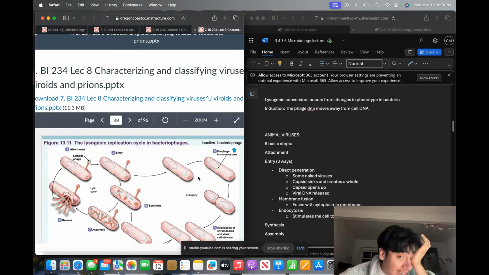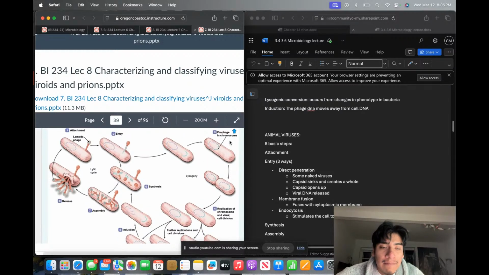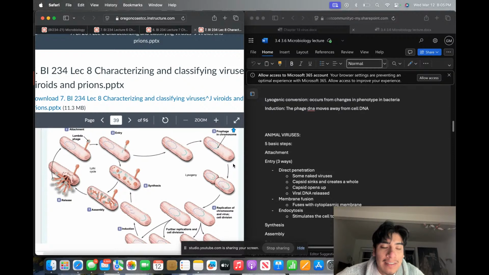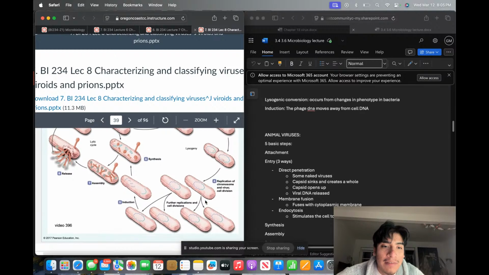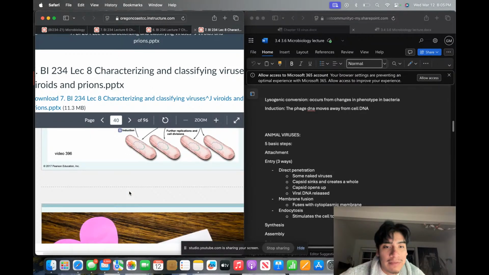Lysogenic replication in bacteriophage. So here we have lysogenic attachment, and it's going to replicate itself, replicate itself, replicate itself. So this would be the lytic cycle, but the lysogenic cycle would be when it's laying dormant in there, letting itself divide, and then it's going to infect more. I wonder which one is more effective.